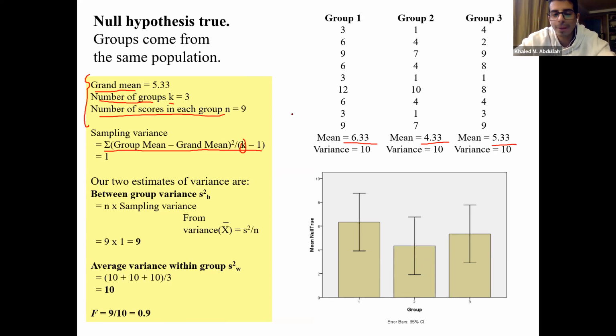Number of scores in each group: N equals 9. Now, I always see this problem happening. N is not your number of groups. K is your number of groups. N is something different entirely. We'll get to it soon.